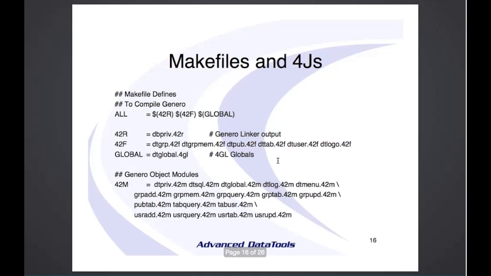And so what I did in my makefile was I just added a line saying 42R is my executable, 42F are my screens, and make all is going to compile my executable, my screens, and my global. And then I tell it my modules are the different modules I have. And this is just a matter of taking a make file that I'd used with 4GL and changing the extensions from a .o to a 42M.